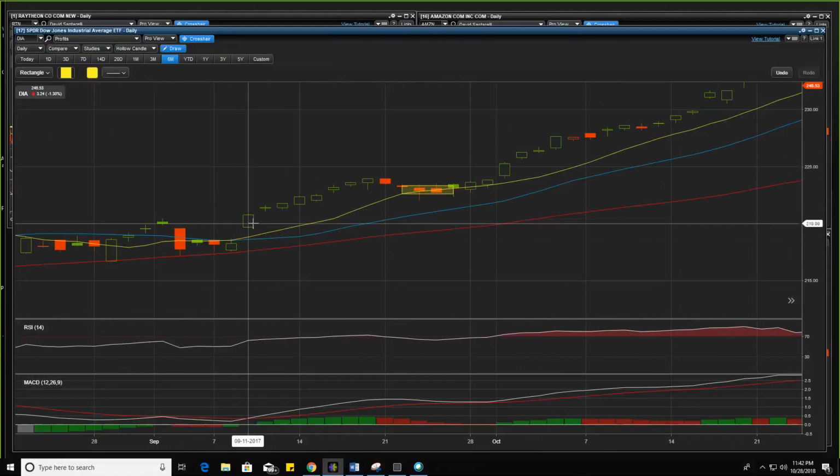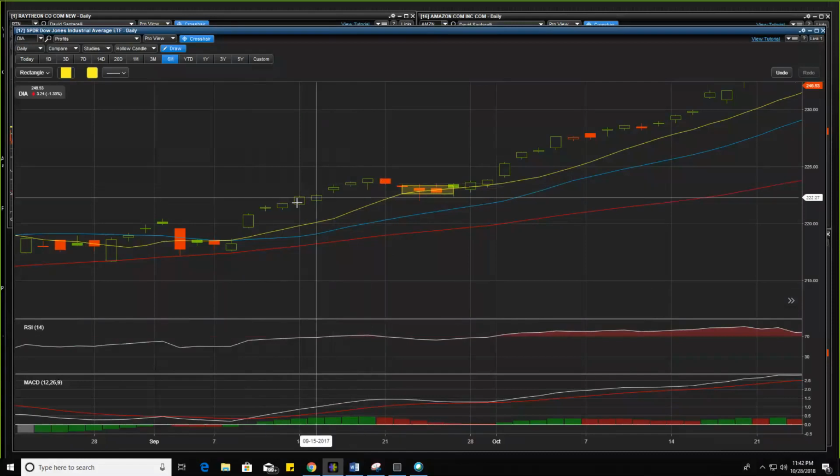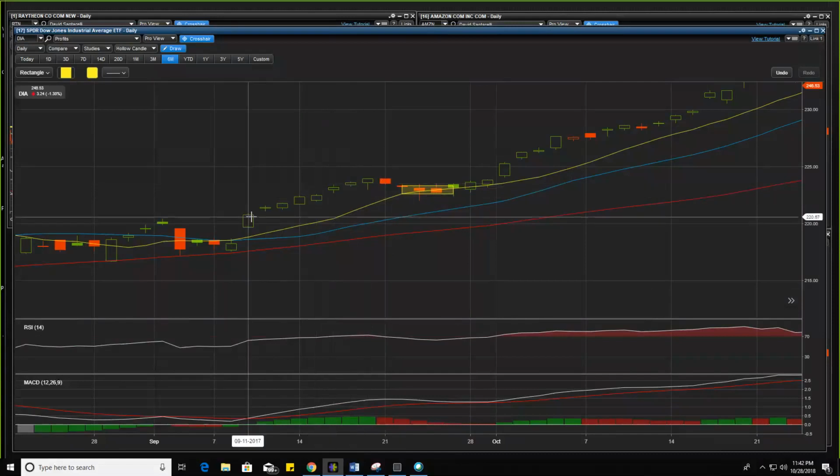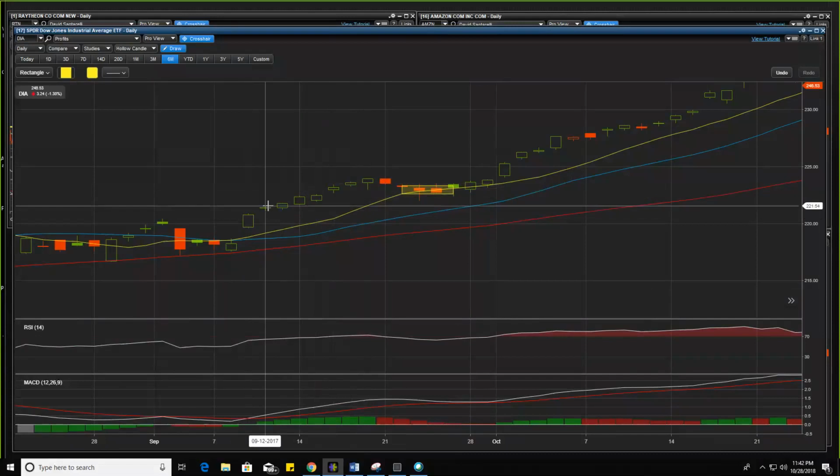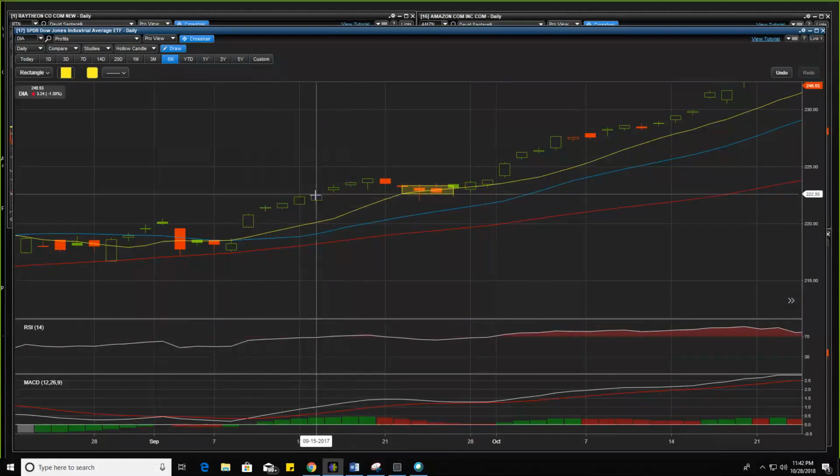These are 1 day. So if you could see 9/11, 9/12, 9/13, 14, 15, 18, 19, 20, and then 21. Look at these bodies, guys. That body is above the next one here. This body's above this one. This body's above this one. So the bodies are continually increasing and going higher than the previous bodies.